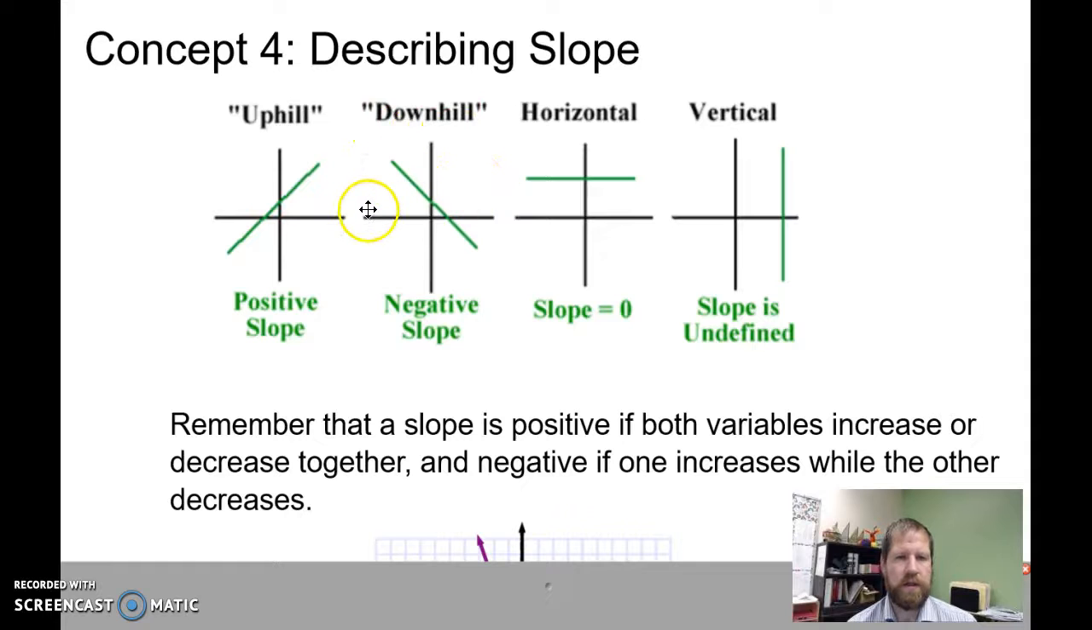Downhill is going to be when x is increasing, y is decreasing. Or another way of looking at it is when y is increasing, x is decreasing. Okay, and the value for your slope is going to be negative.